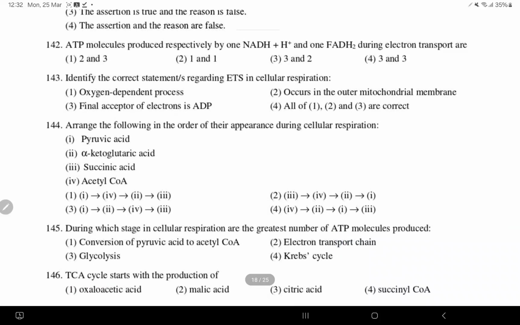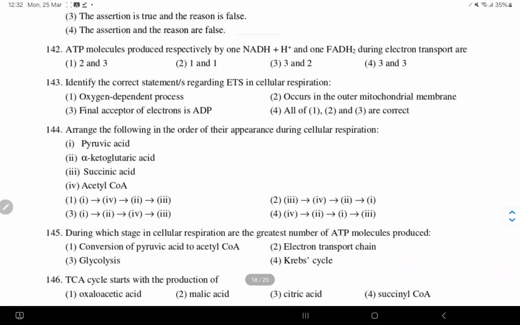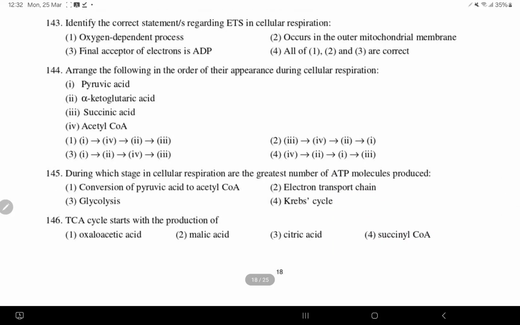ATP molecules produced respectively by 1 NADH2 is 3 and FADH2 is 2. Option 3 is right. Identify the correct statement regarding the ETS in cellular respiration. It is oxidant dependent process, right? Occurs in the inner, that is inner, not outer, so that is wrong. Final acceptor is ADP, no.